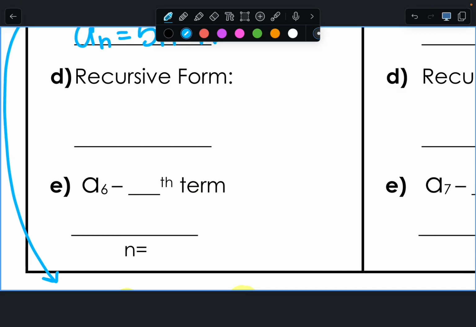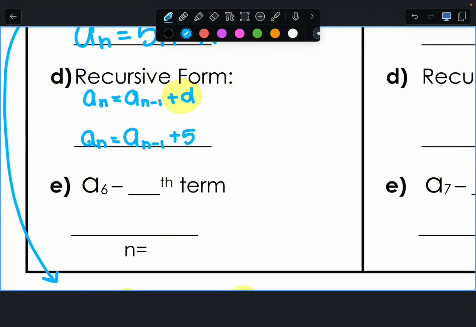The recursive formula is a sub n is equal to a sub n minus 1 plus d. The only spot you plug a number in is right there, d. That's it. a sub n minus 1 represents the number that comes before the one you're looking for. That's why we don't use recursive, okay? Because it's a lot more difficult to use. All right, so a sub n is equal to a sub n minus 1, and what was d? 5. Plus 5. That's it.